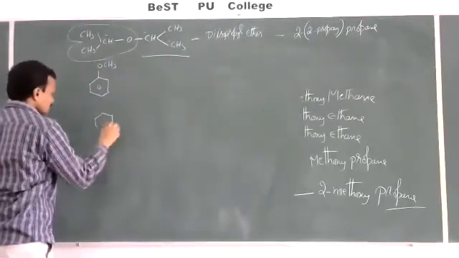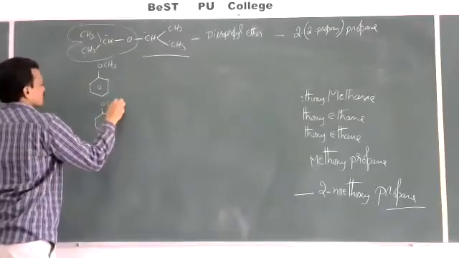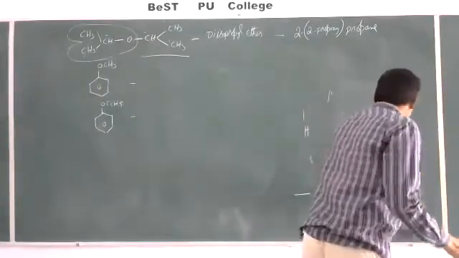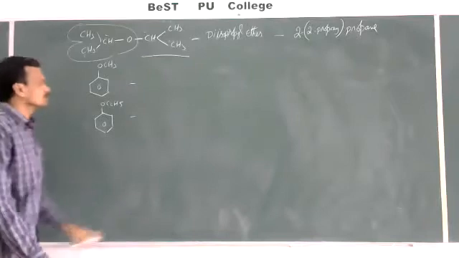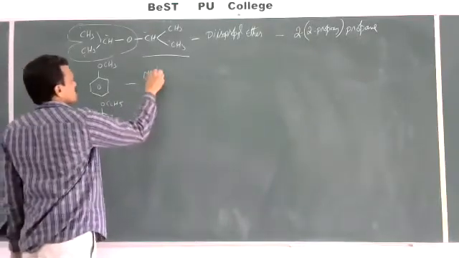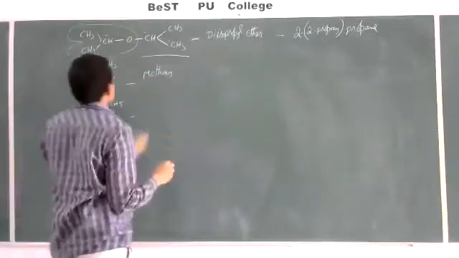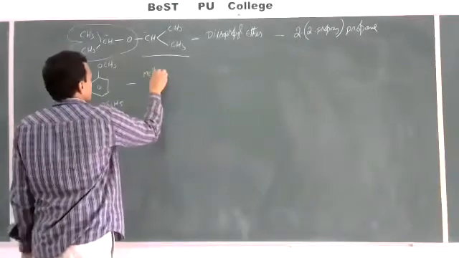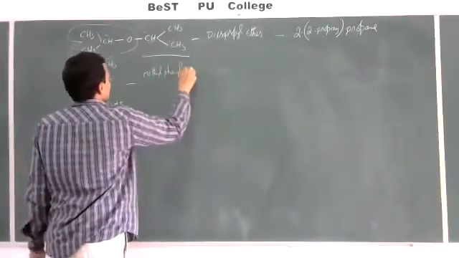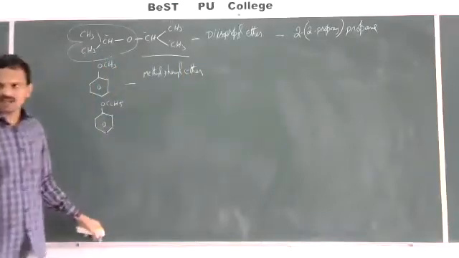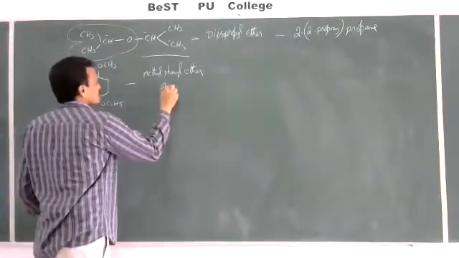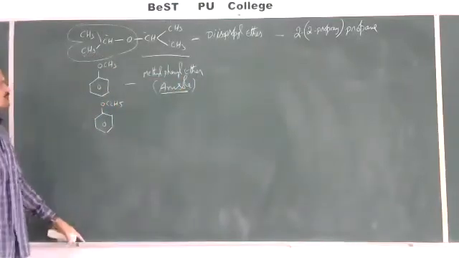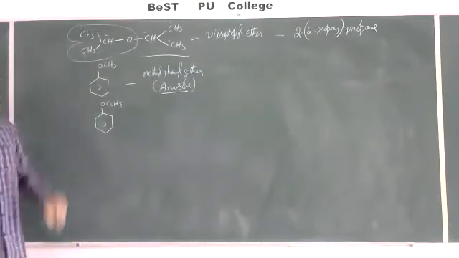OCH3, OC2H5. Right. Now, what is the common name of this compound? This is nothing but methoxybenzene. Sorry, methyl phenyl ether. Methyl phenyl ether, simply called anisole. Actually, this is the common name. Anisole is the common name, or this is methyl phenyl ether.